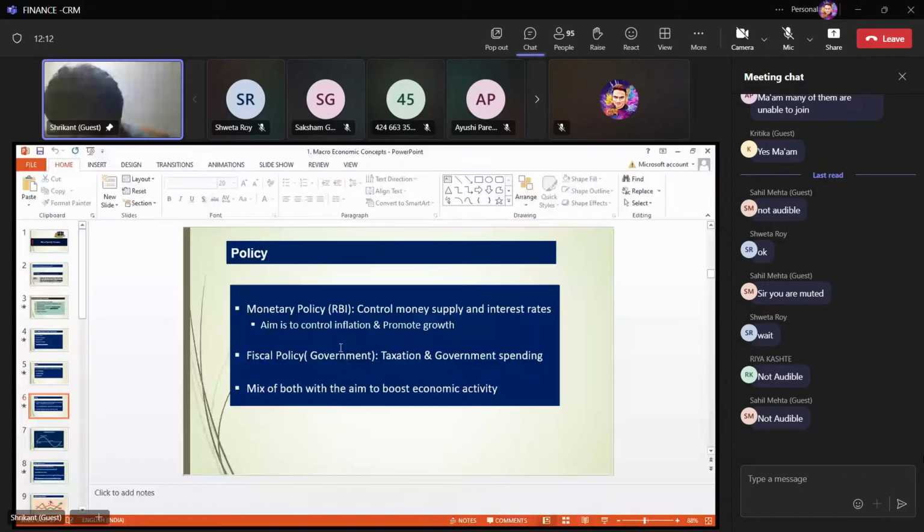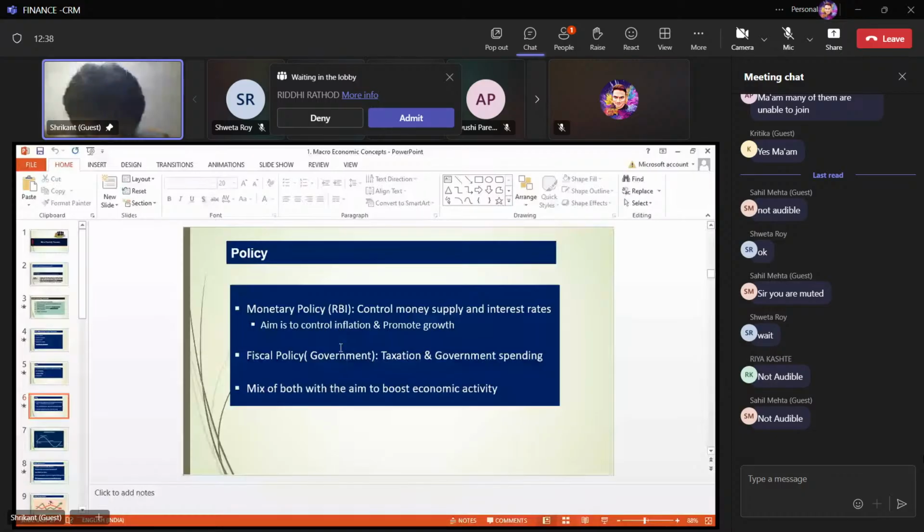Then you have something called a fiscal policy. This is what the government does. You can see they play around with taxation and government spending. So this is the way fiscal policies come into play. And generally, the budget is a very good place from where you come to know what is happening to taxation. Basically, again, they're trying to limit or increase money flow into the economy.